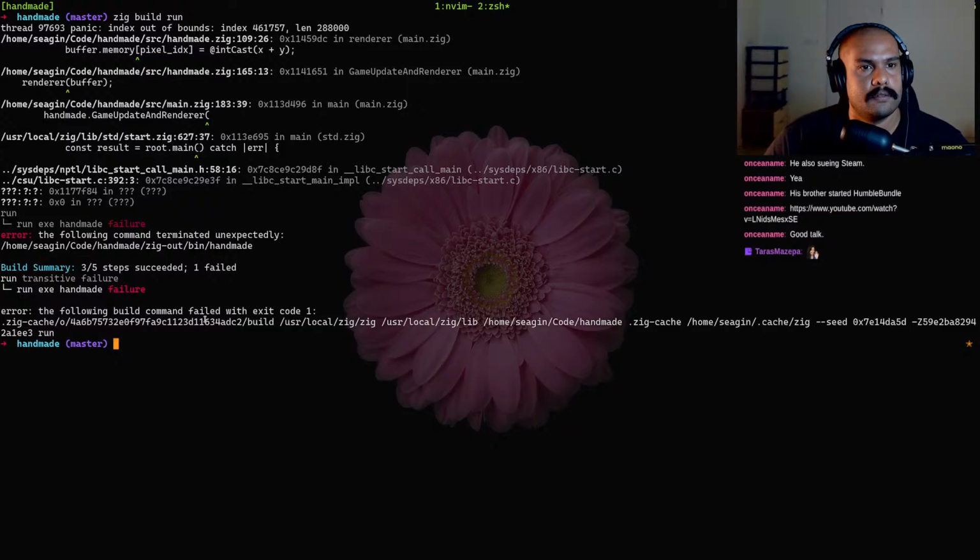Why is index out of bound? Well, something bad.